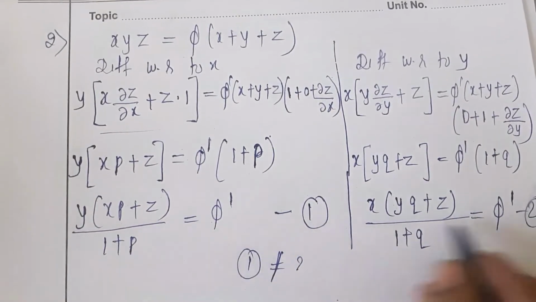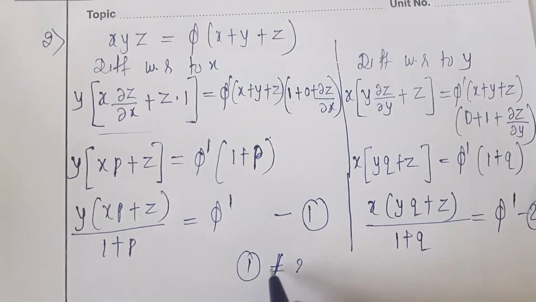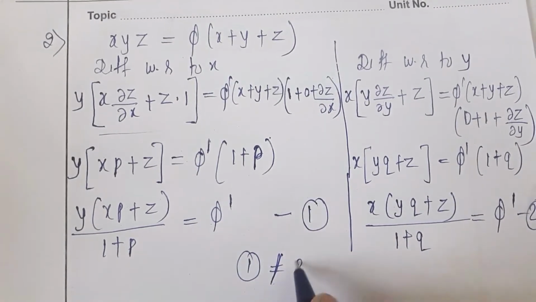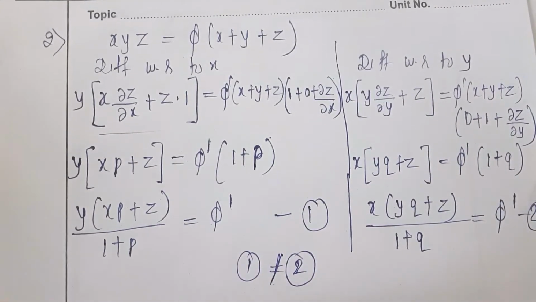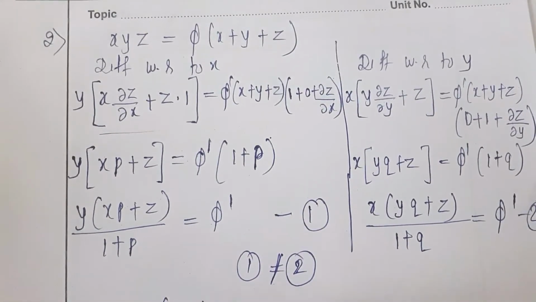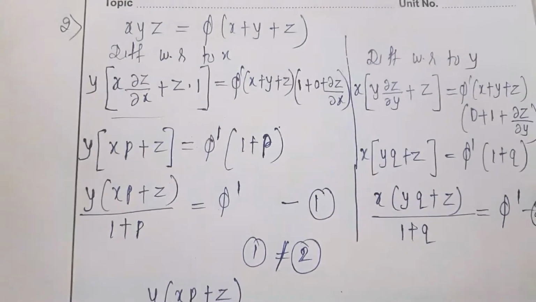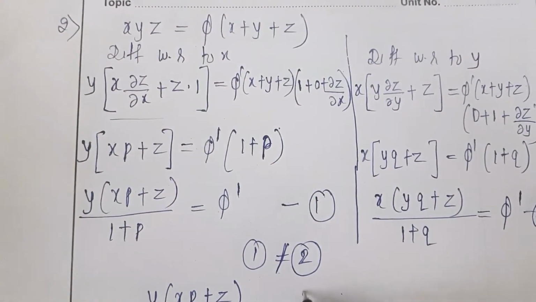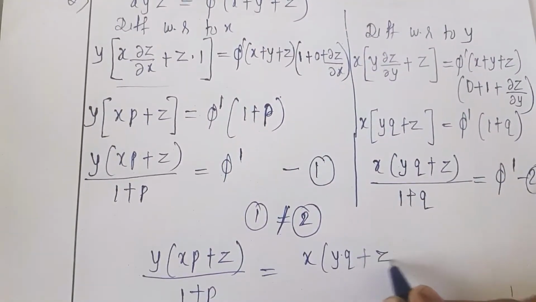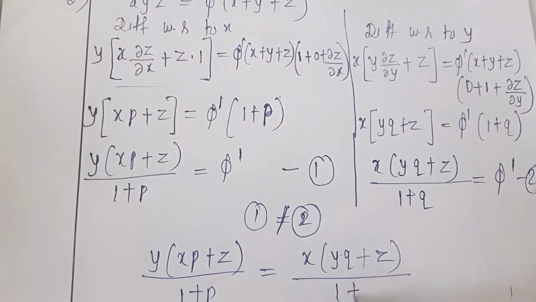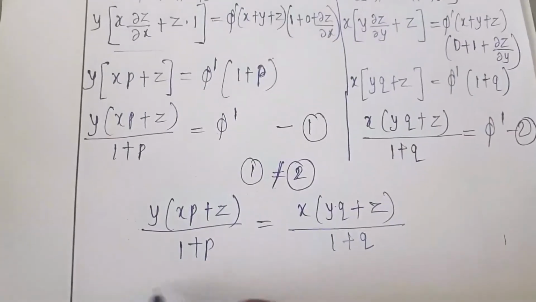You can do both. Since 1 is equal to 2, you can equate 1 and 2, or 1 divided by 2. Both the terms are the same, so we can equate them. y into (xp plus z) divided by (1 plus p) is equal to x into (yq plus z) divided by (1 plus q). Now cross multiply and simplify.